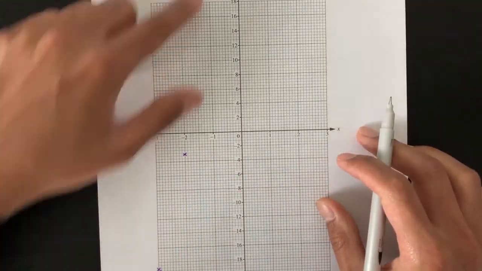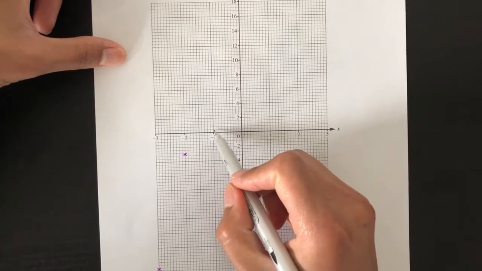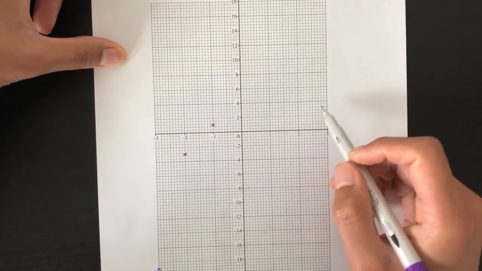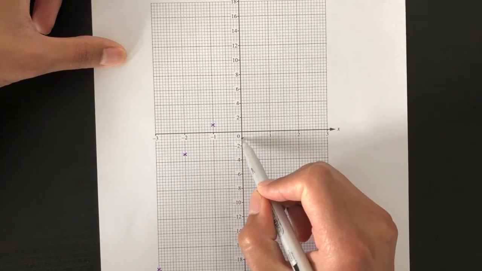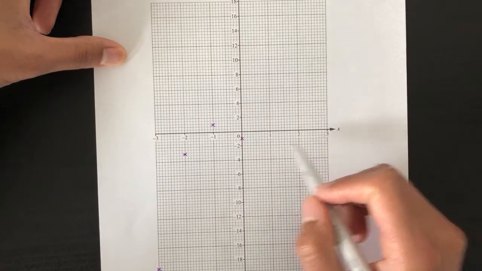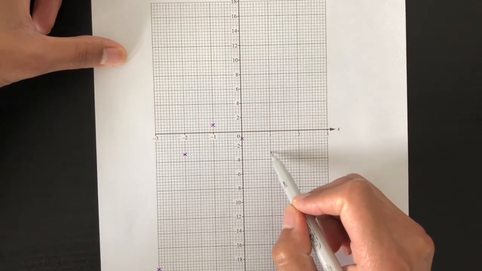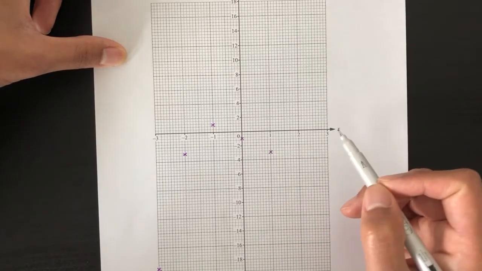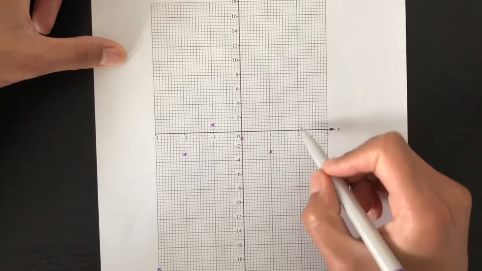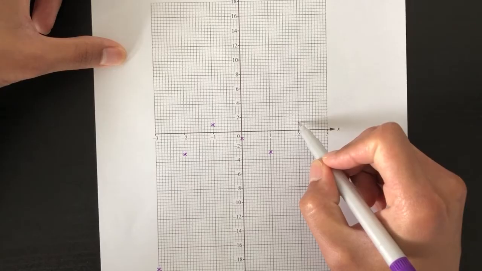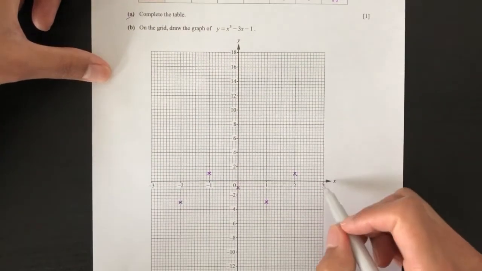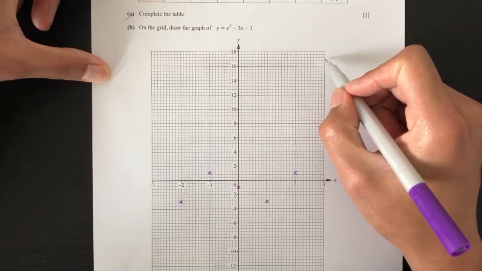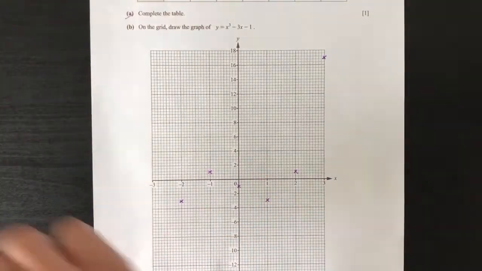Then we have minus 1, 1, minus 1, 1 will be here. Then we have 0, minus 1 will be here. Then we have 1, minus 3, that will be right here. Then we have 2, 1, that will be between, and the last one is 3, 17. 17 will be between 16 and 18.